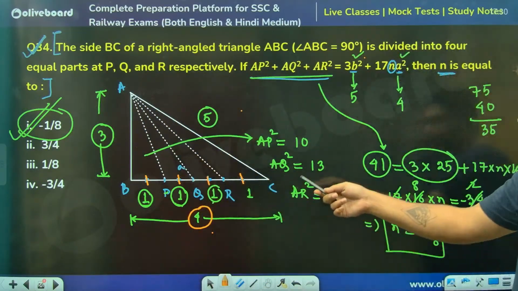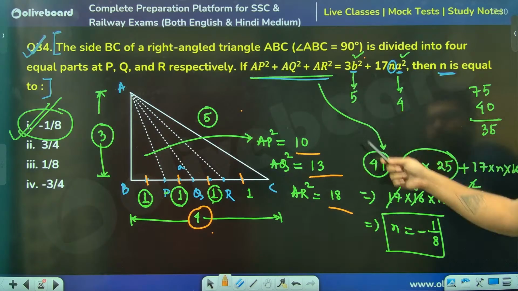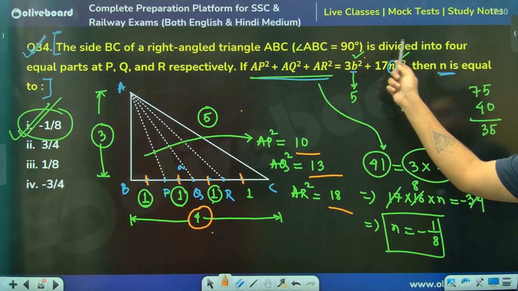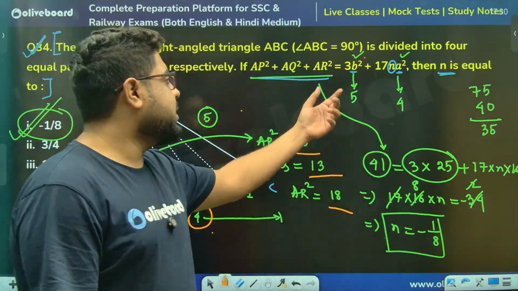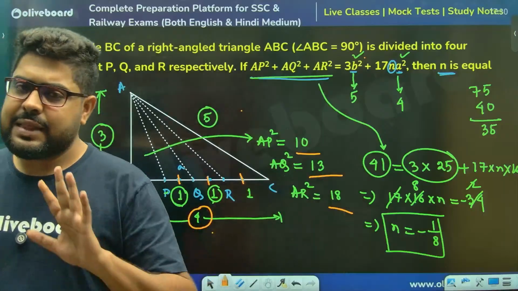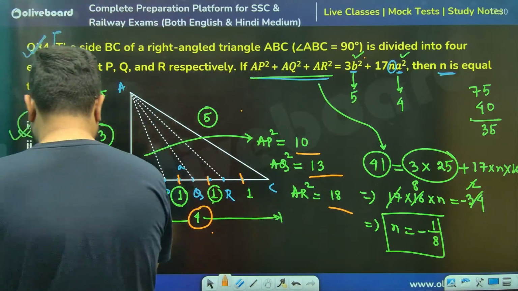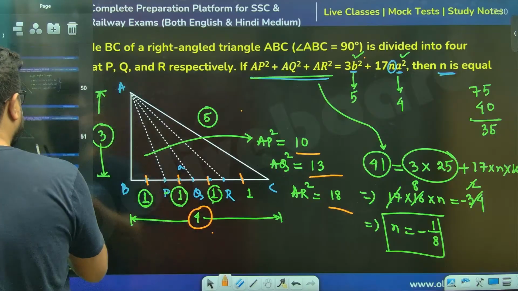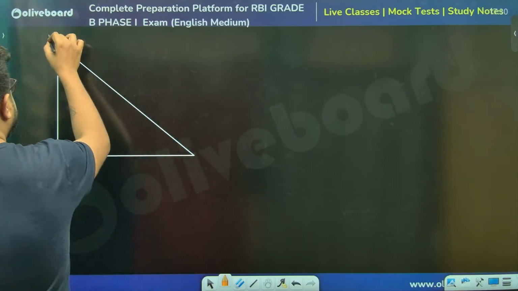Whatever value I got for AP square, AQ square and AR square, I just put that in the formula, whatever relation is given to us. From there we figured out the value. That is all that I have done. Clear? Clear, sir? Moving on then. Now, coming back to this, I've said this is ABC.